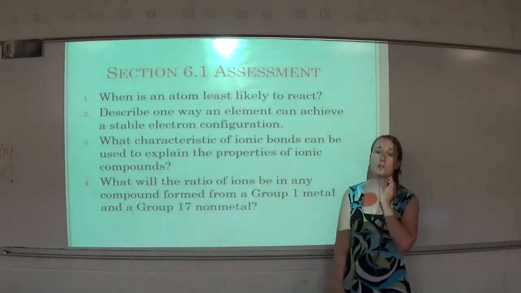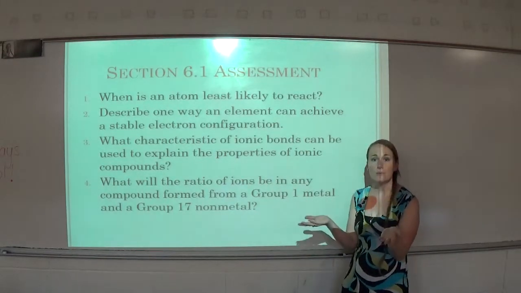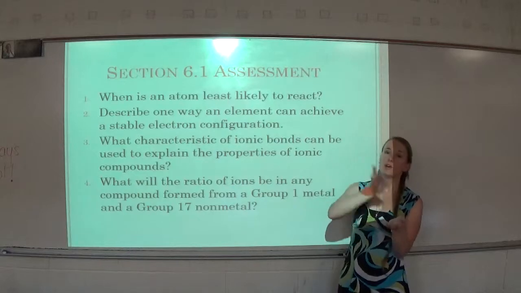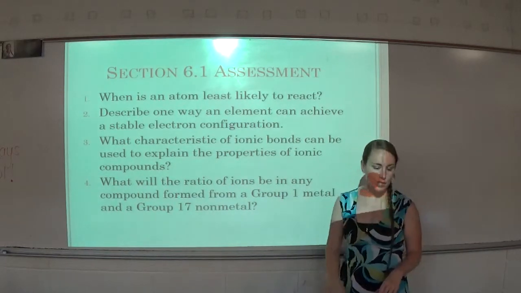So the ratio would be 1-to-1 because they would both come together. It would be like the sodium and the chlorine. Sodium would give 1 electron to chlorine, and then they're both stable. So it's a 1-to-1 ratio.